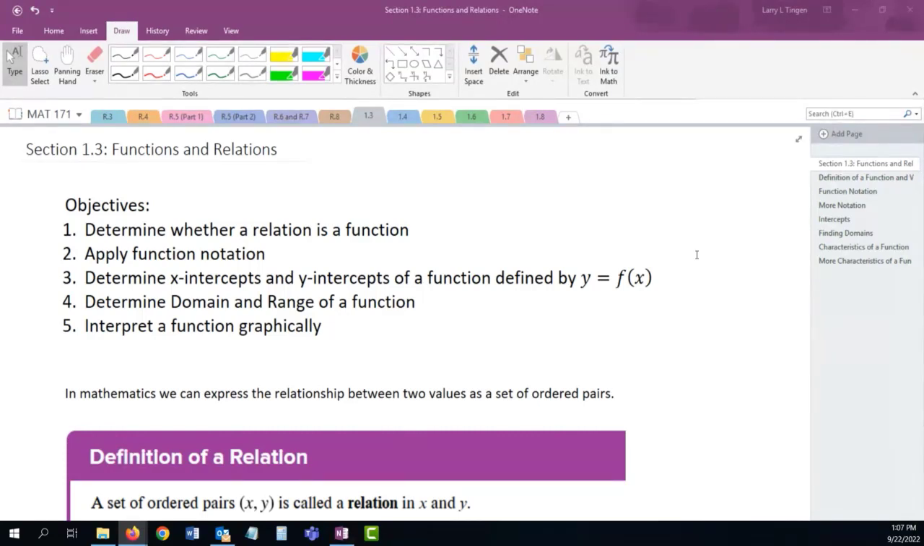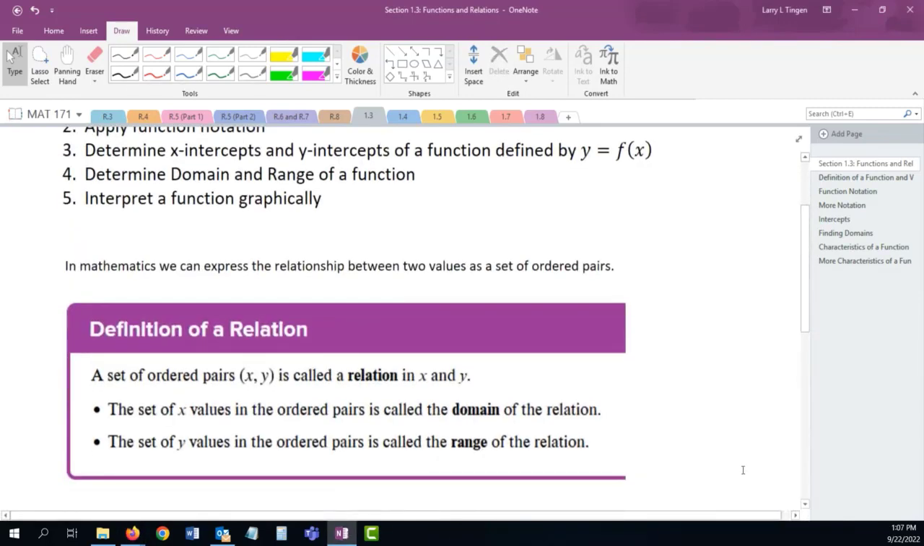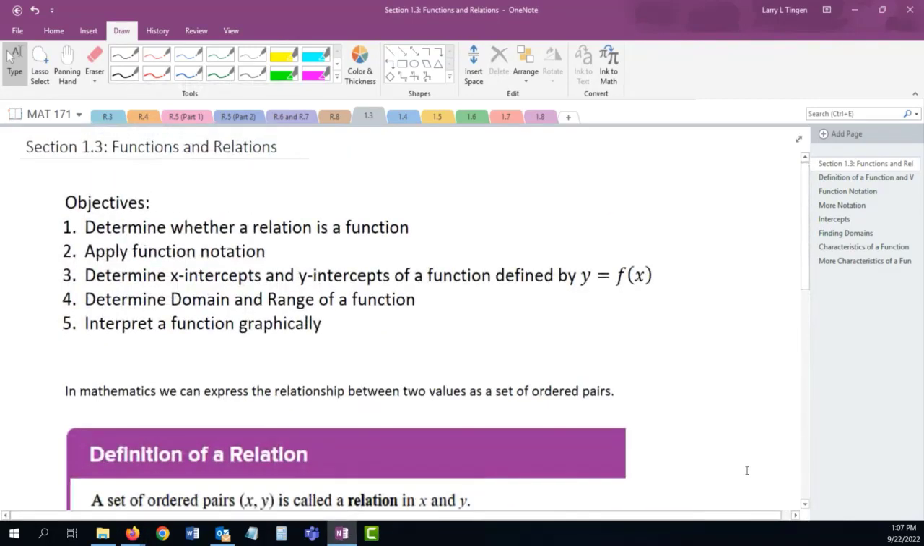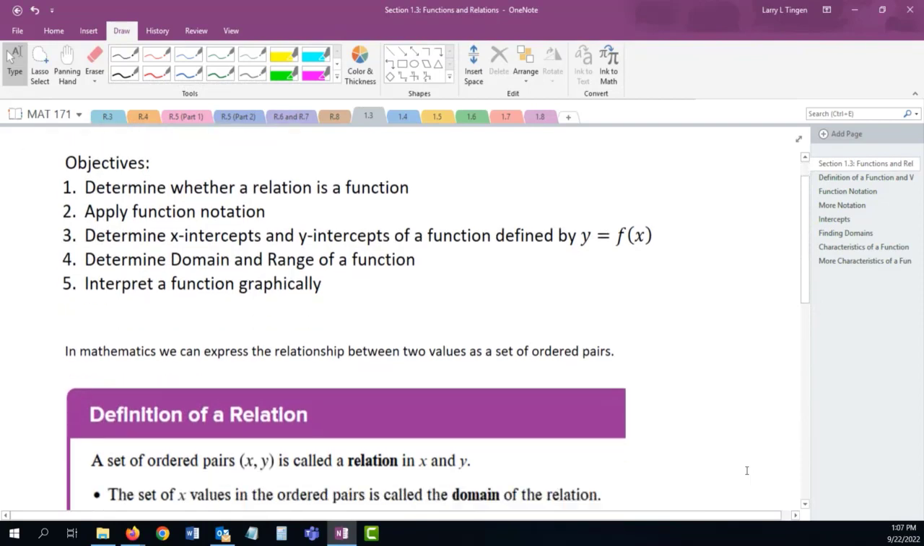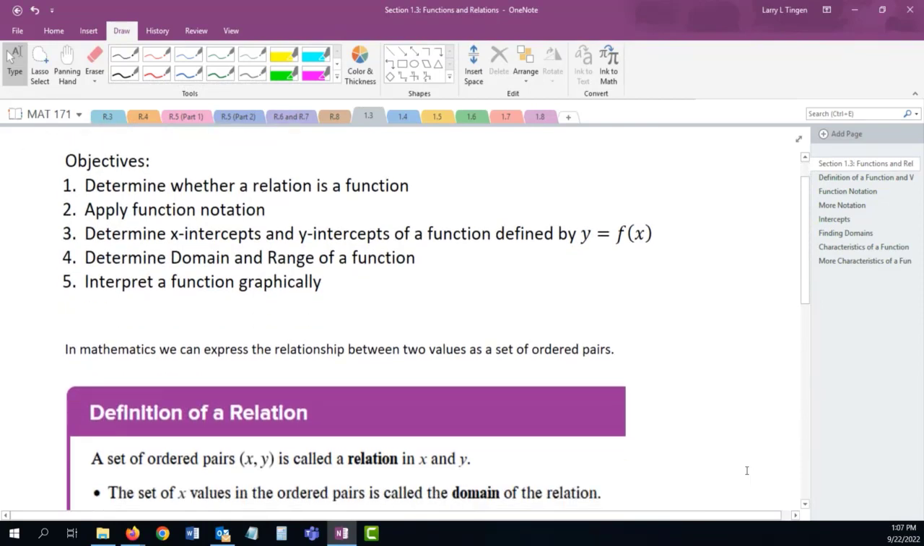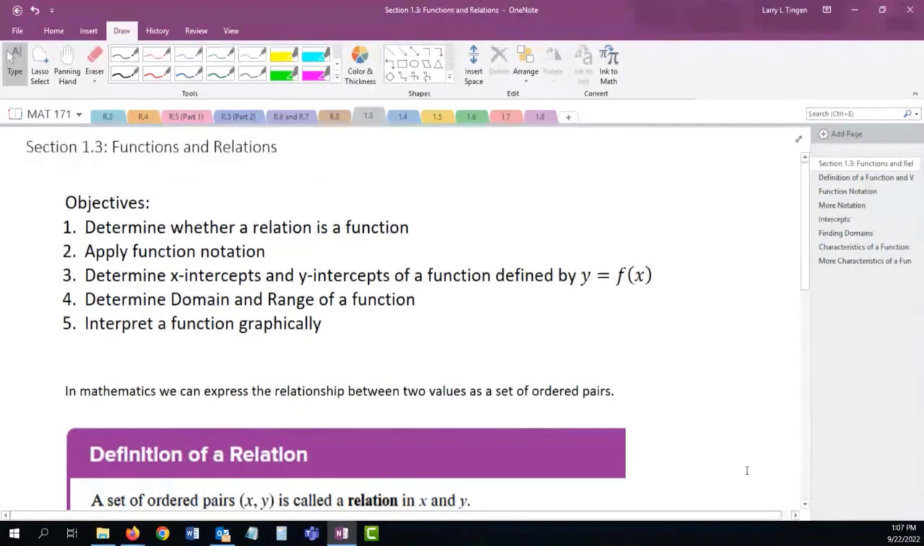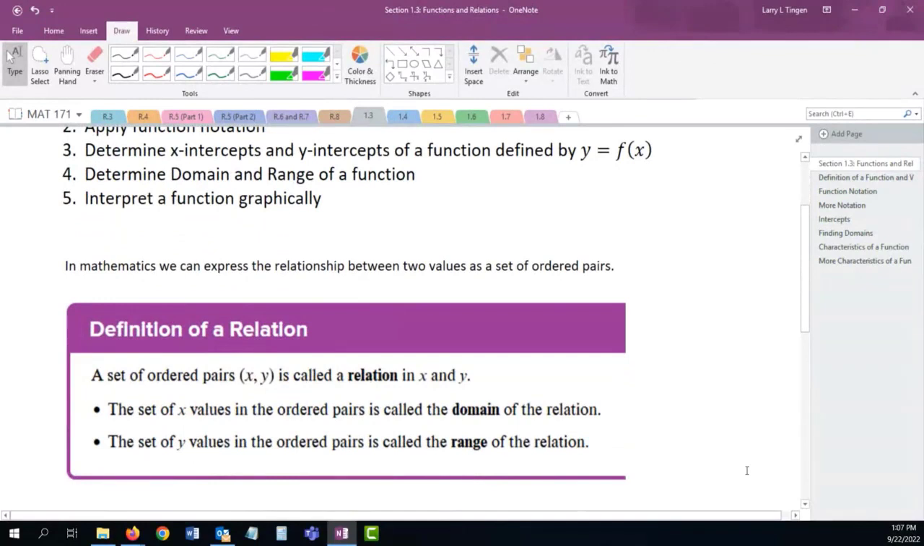All right, so 1.3 is all about functions and relations. And you see our 5 objectives here at the top. Now, relation is not a word that we see a lot in math because we know about functions. Functions are special types of relations. Right? They're a unique type of relations. A relation is just a relationship between two values. That's all it means as a relation.